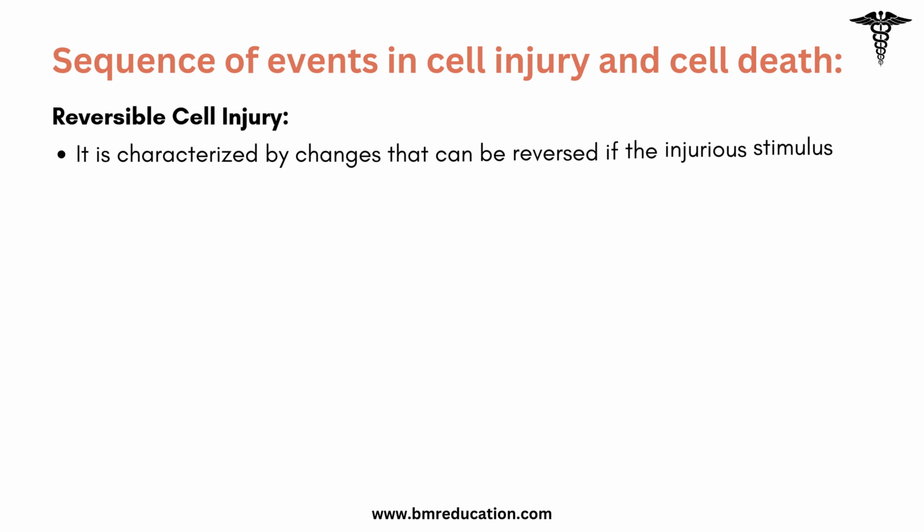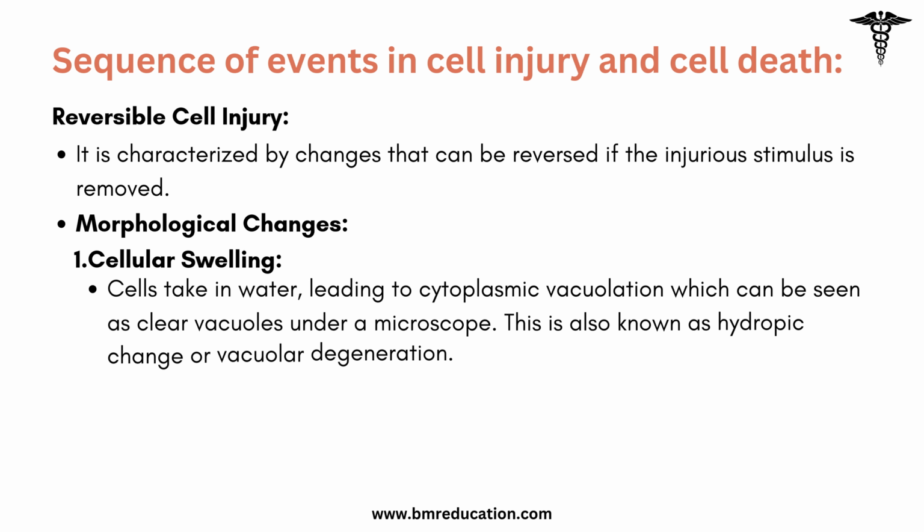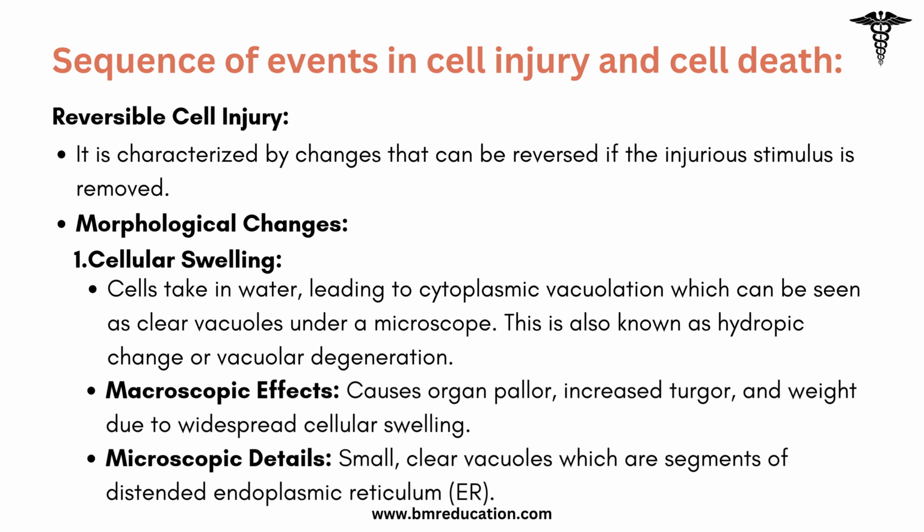Reversible cell injury is characterized by changes that can be reversed if the injurious stimulus is removed. The morphological changes seen are cellular swelling and fatty change. In cellular swelling, the cells can be seen as vacuoles under microscope due to intake of water, leading to cytoplasmic vacuolation. It causes organ pallor, increased turgor, and weight due to widespread cellular swelling, and small clear vacuoles are seen under microscope, which are segments of distended endoplasmic reticulum.